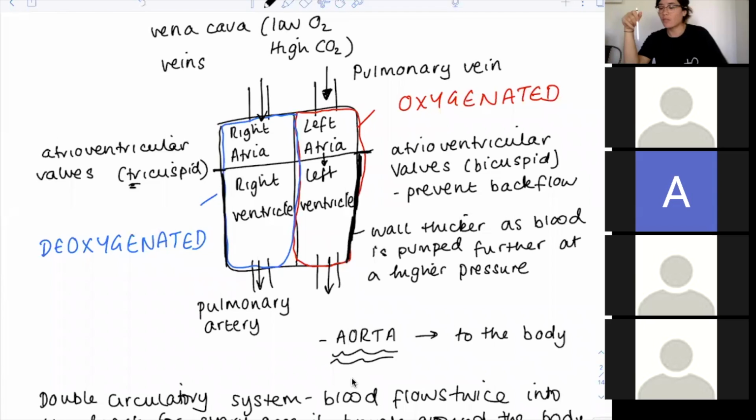Okay, everyone let me know if you're ready to move on, and we'll look at an actual diagram of the heart so we can see how this transfers.